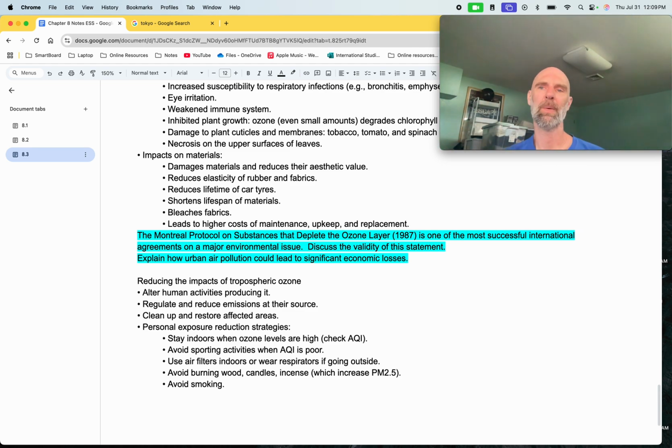All right, they want you to show both sides. This isn't Disney where you're like, okay, that's Prince Charming and that's the bad guy. And they want a conclusion as well. So, all right, Montreal Protocol.